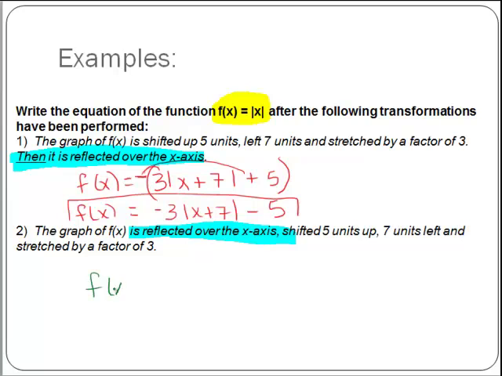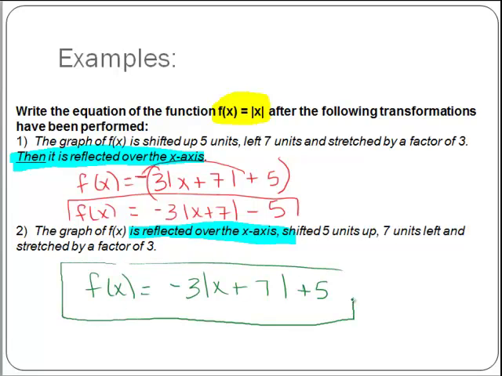a factor of 3. So we start with our function, reflected over the x-axis, so we put the negative there. Then it's up 5, 7 left, stretched by a factor of 3. This is your final function.